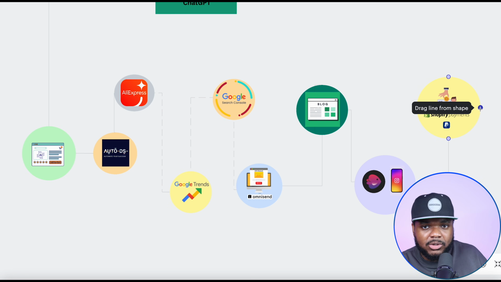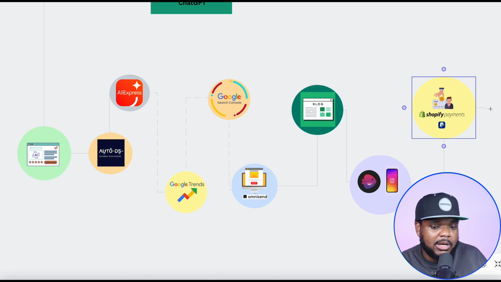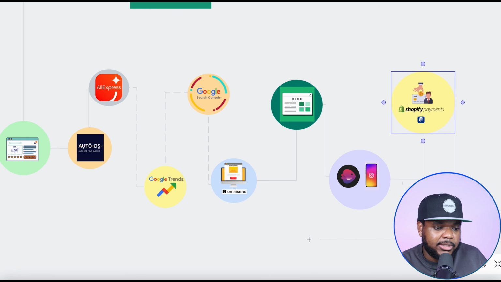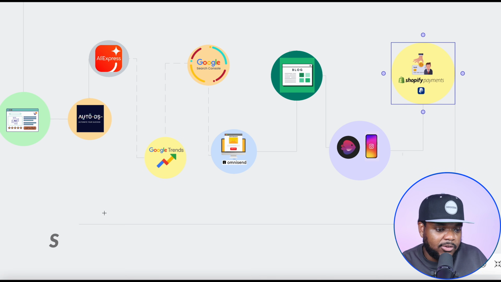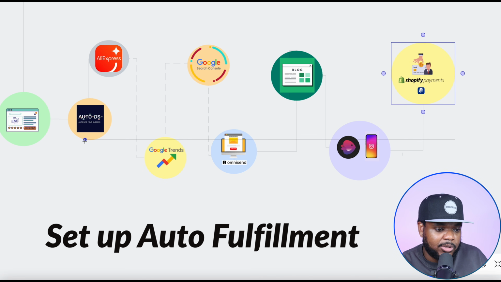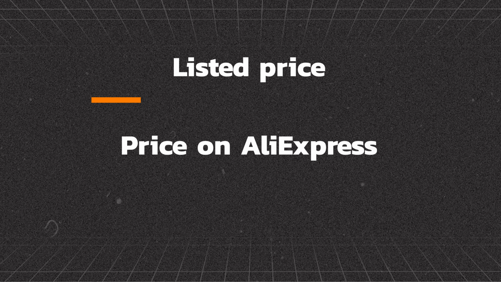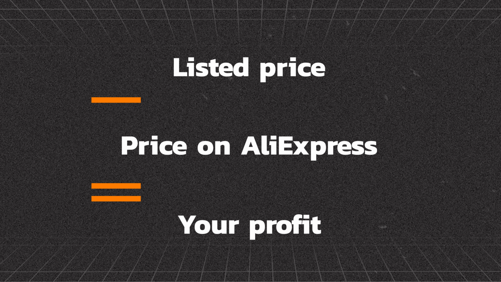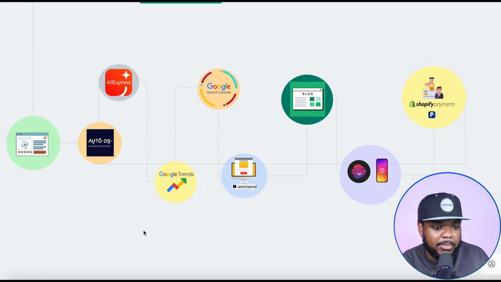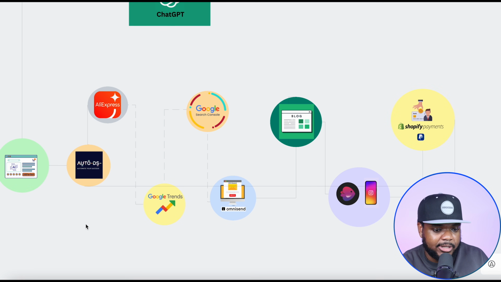For those of you that aren't really sure of exactly how dropshipping works, once you now get that money, what you're now going to do is take a portion of it and make sure that you've set up auto fulfillment within AutoDS, because whenever a new order comes in, AutoDS is going to see it and make sure that it automatically gets sent to your supplier on AliExpress. And the difference between what you listed the product for and the price on AliExpress, that is basically going to be your profit. So I'm sure that you can see how powerful this entire blueprint is if you're able to set it up in the right way.